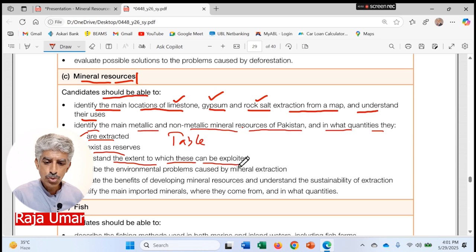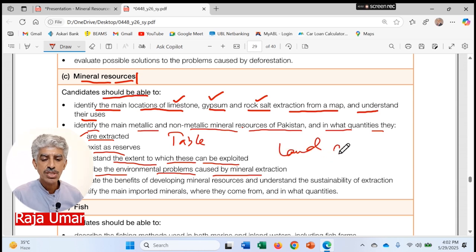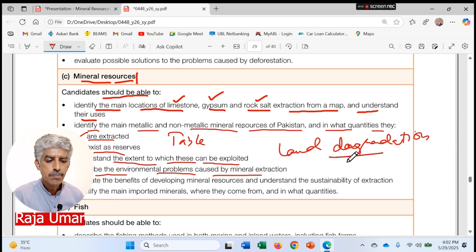Understand the extent to which these can be exploited, and what sort of technologies we have to extract those available minerals. Then describe the environmental problems caused by mineral extraction. So we'll talk about land degradation, and we will also talk about other environmental and pollution issues related to mining activities in Pakistan.